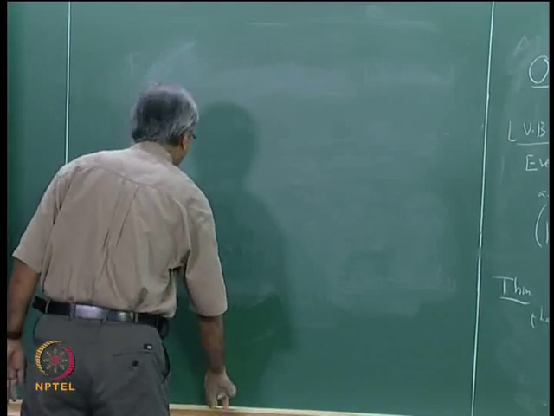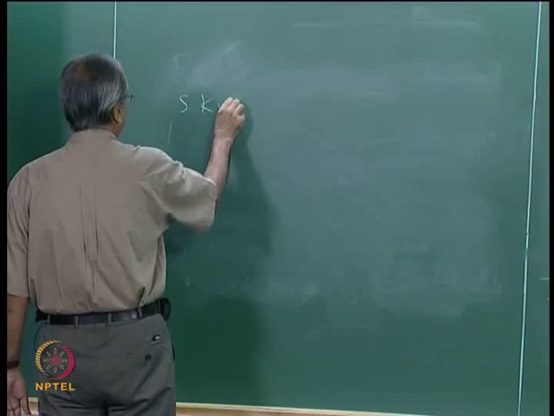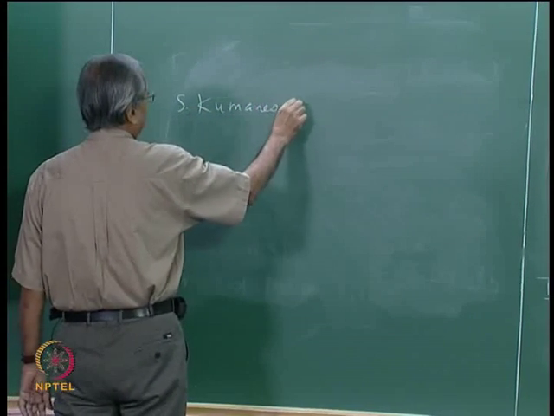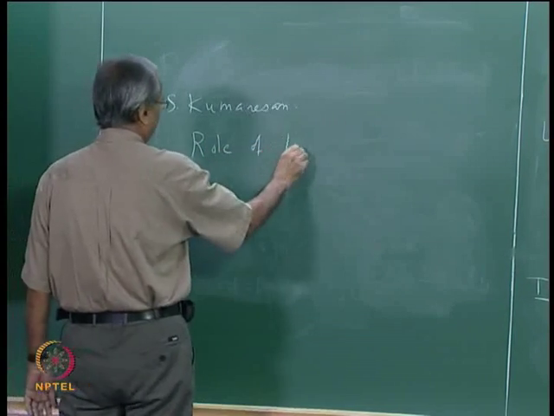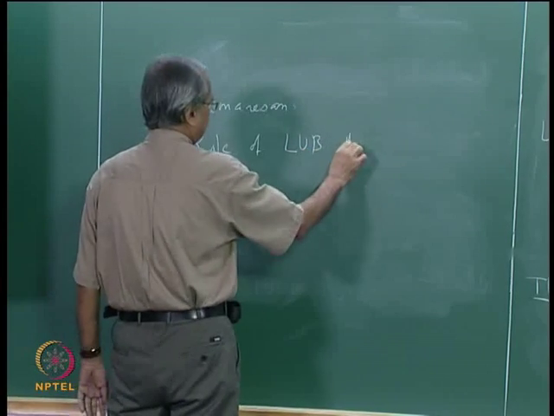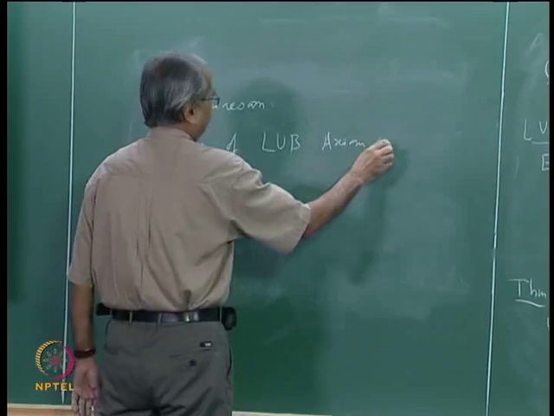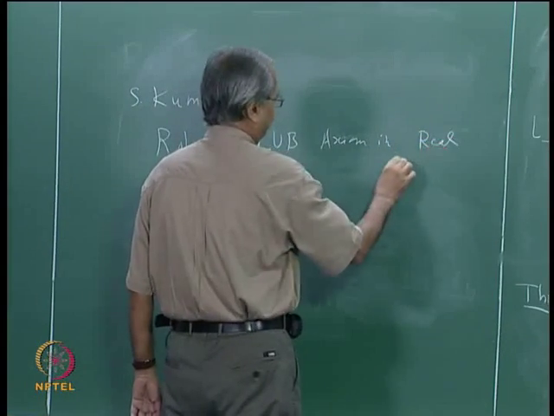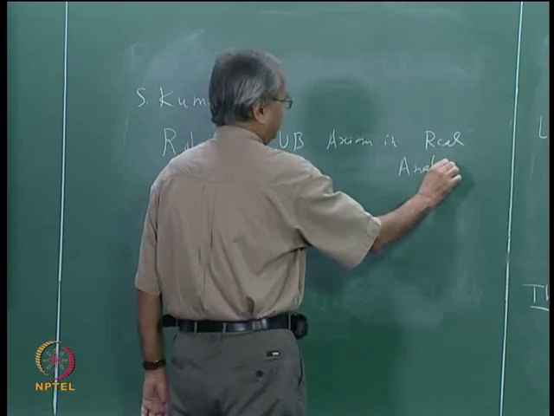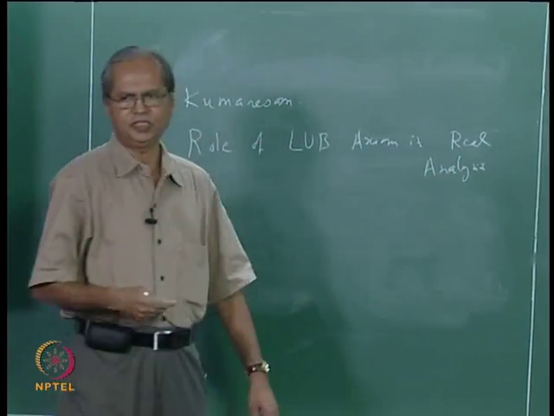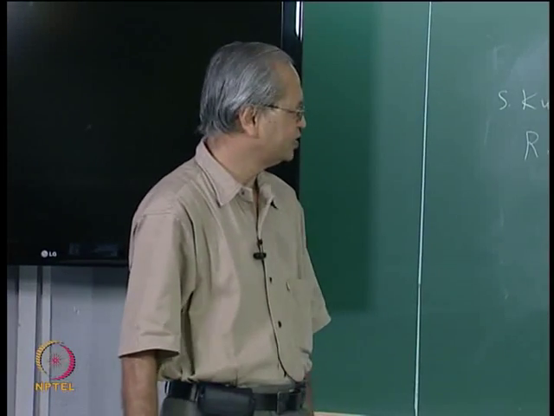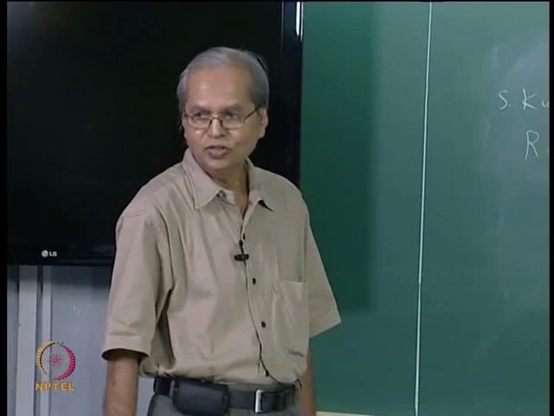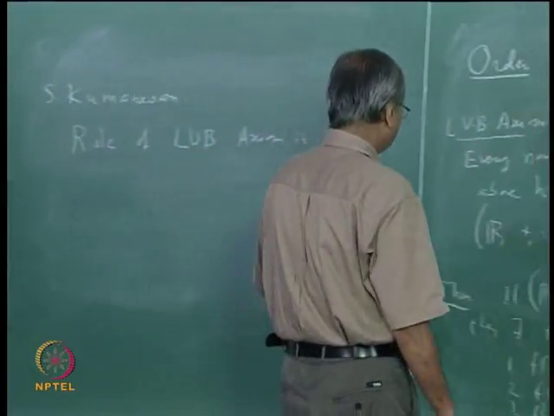Yesterday I mentioned Professor Kumaresan. He has written one more article about this. Its title is "Role of LUB axiom in real analysis." This is an interesting article. It gives a detailed account of various properties of the real number system and various subsets of real numbers, and how those properties follow directly from this LUB axiom. Okay. Now let us see some of those things.